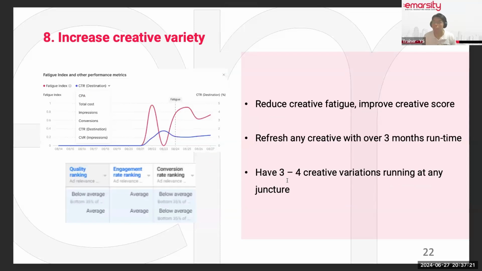Second last tip, increase creative variety. Basically, when you run ads online, Facebook ads, TikTok ads, LinkedIn ads, from observation, studies have also shown, try to have at least four creative variations. If you look at LinkedIn, TikTok, all their best practices say the same thing. Try to have at least four creative variations running at any juncture.